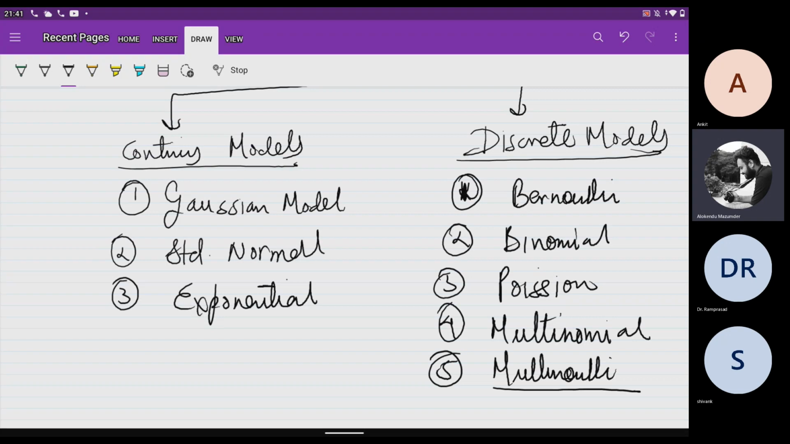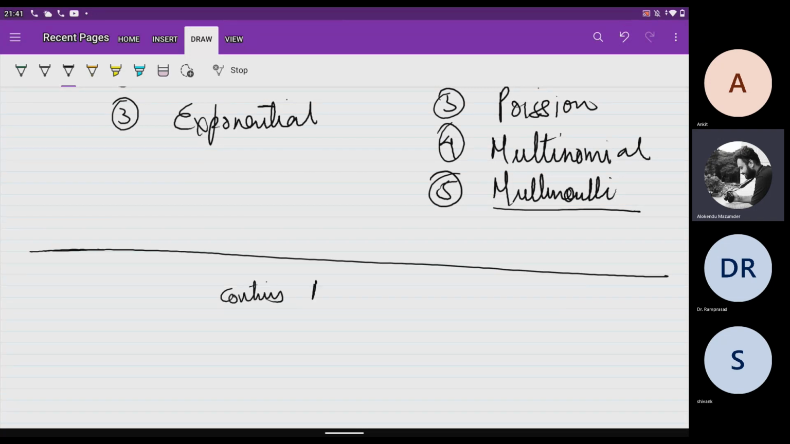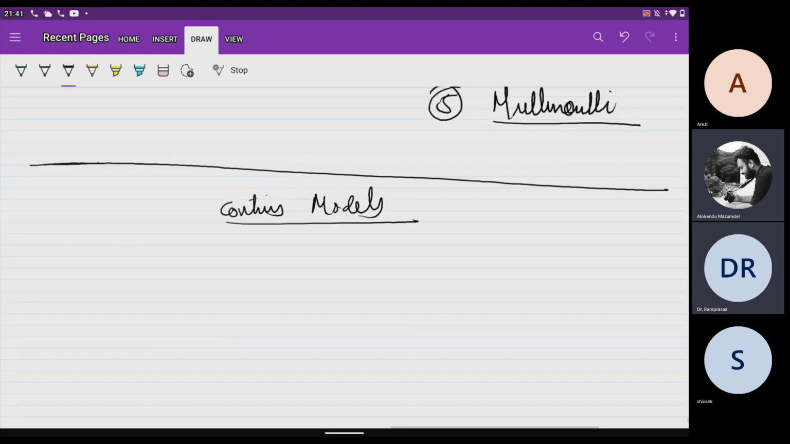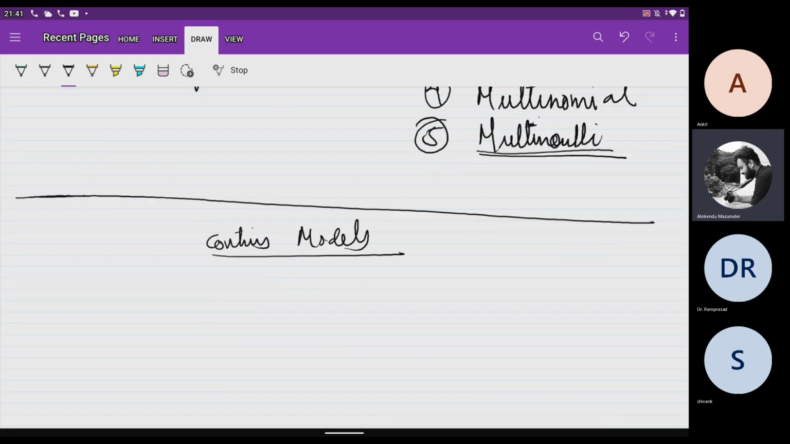These are basic models that you should know before proceeding to machine learning because they are widely used there. So let's start today's lecture with continuous models. There is also something known as multinomial, like Bernoulli. For continuous models, the first model is the Gaussian model.